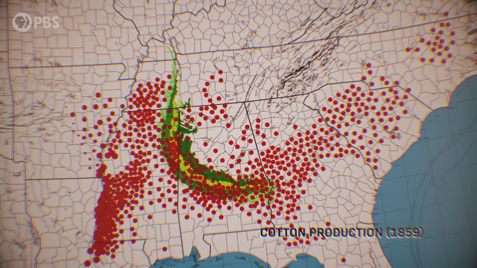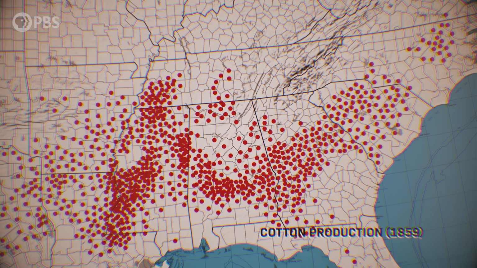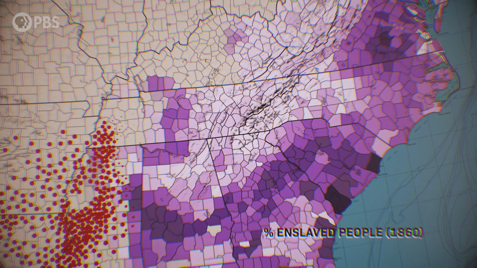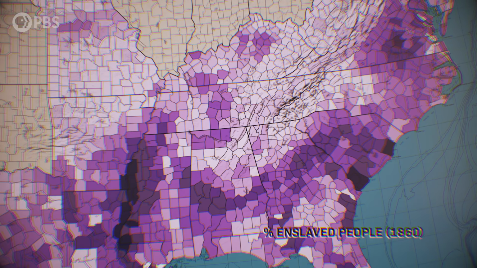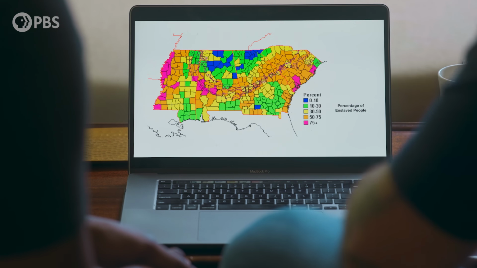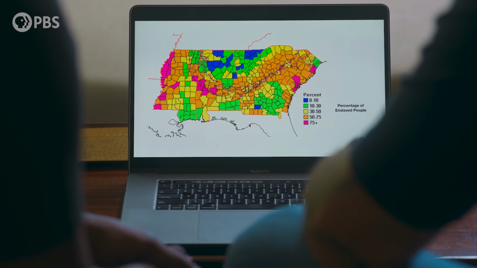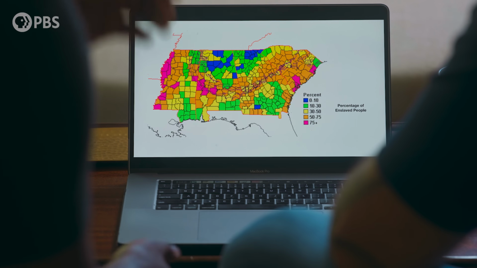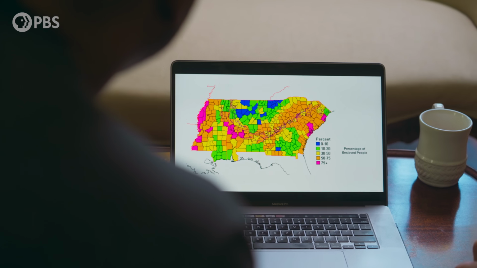This is cotton production. Each one of those dots represents about 10,000 bushels of cotton. And this is the percentage of enslaved people. And you can see that in some places it's quite high, 50 to 75%, throughout that band. And of course, as you go further north and further south, those percentages really begin to drop off. This is harder to look at than I thought it would be. I can imagine so. Yeah. So where do we go from here?